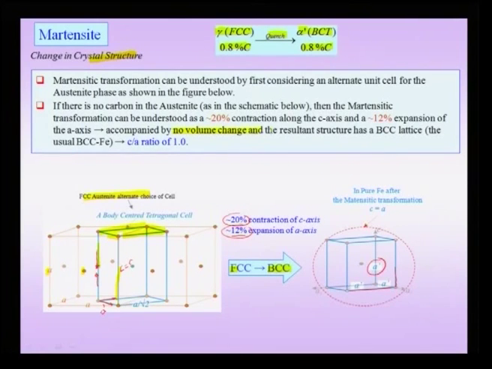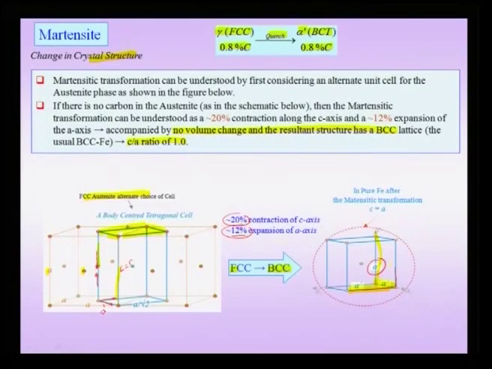there is no volume change involved, and the resultant BCC structure has a C by A ratio of 1, because now we have 2 lattice parameters A prime which is constant, and the C which becomes the new A prime after 20% contraction is the same as the lattice parameter along the basal directions. Therefore, if I take pure iron and quench it from high temperature, I have this FCC to BCC phase transformation, and the final product is as expected BCC.